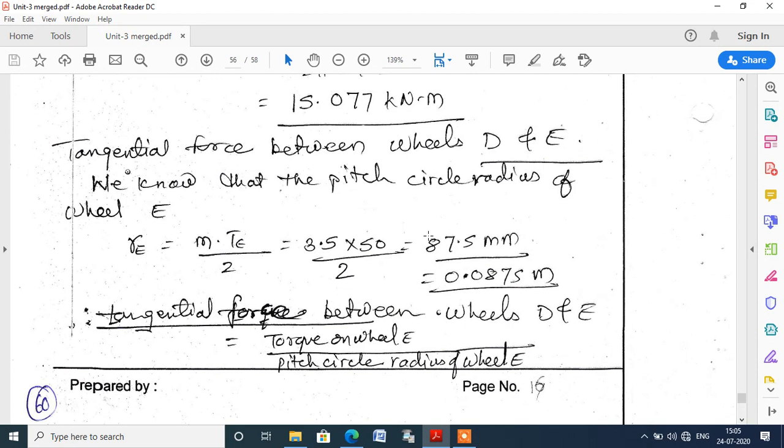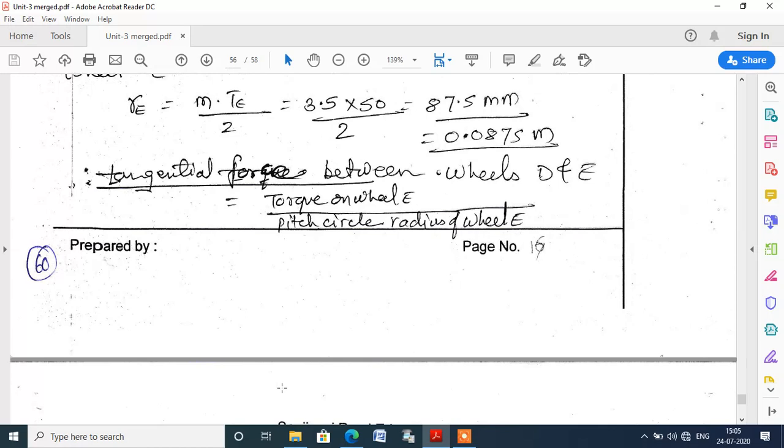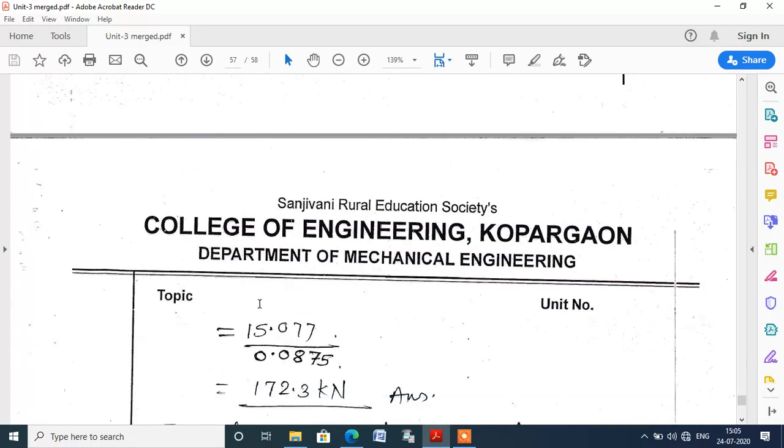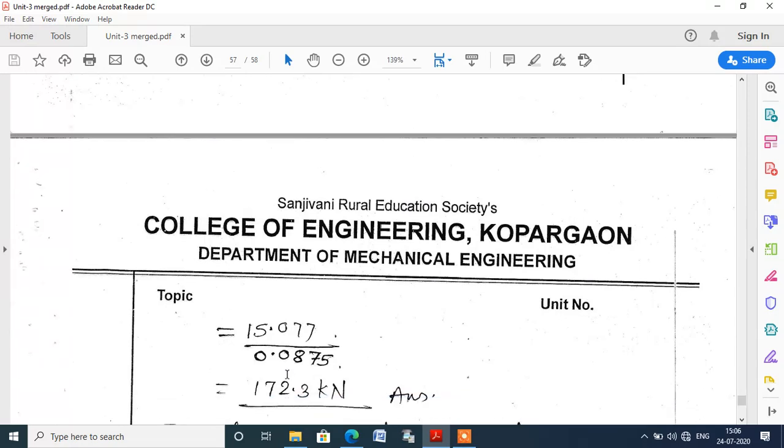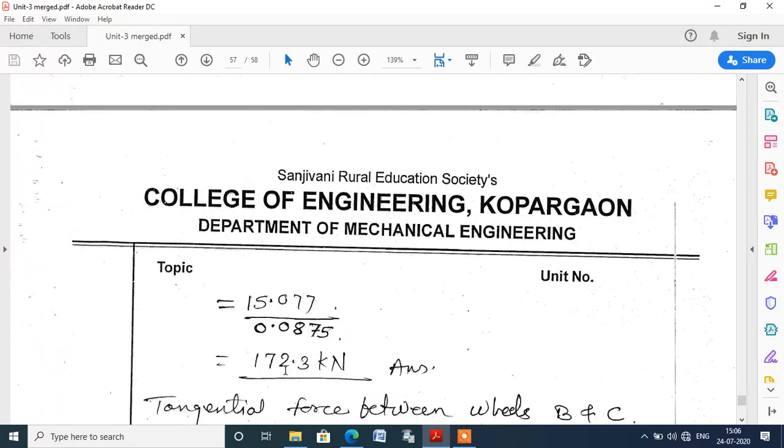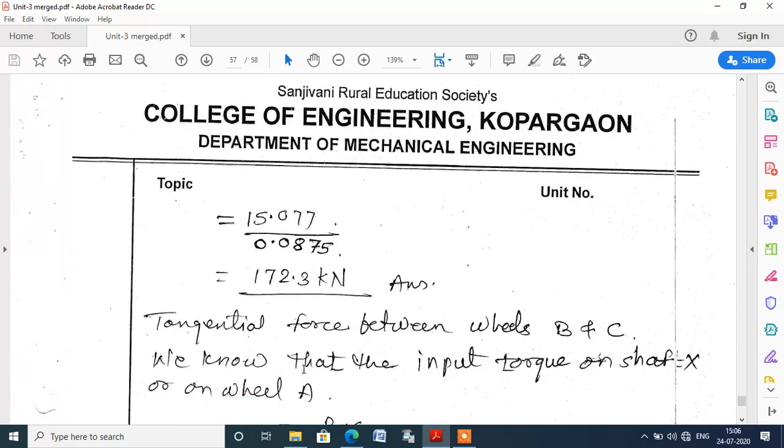Therefore, the tangential force between wheel D and E is equal to torque on wheel E divided by the pitch circle radius of E. Correct? Or torque equals force into radius, force into pitch circle radius. So torque we have calculated in kilonewton meter. Radius you have to take in meter. So we get force directly 172.3 kN. Check the answer.